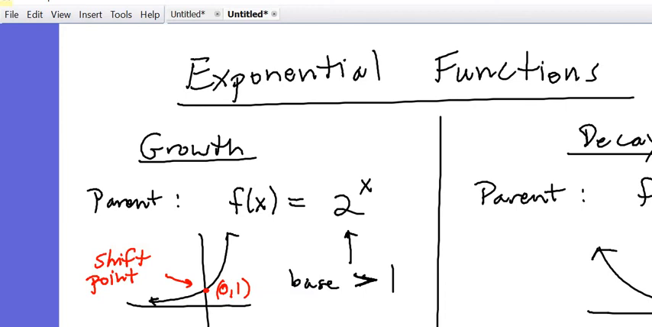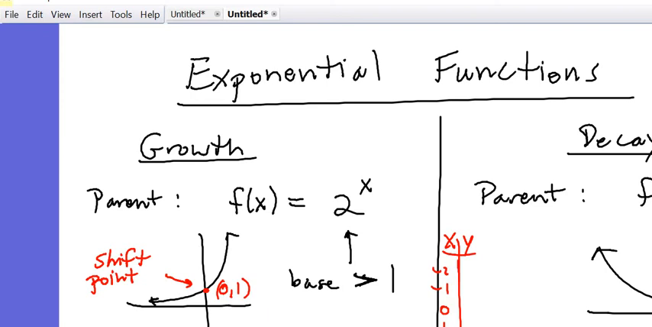Now, here's what I told the last class, and here's what I would tell any class. So the reason that I call it the shift point is because this is the point that we're going to use in order to do our sketches. Now, you can always do a table. When I say a table, I'm talking about an XY table. In other words, you would choose some X values, and you would plug those values into the function to get your Y values, and then you can graph the curve.